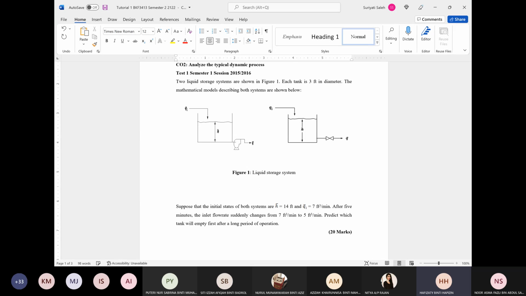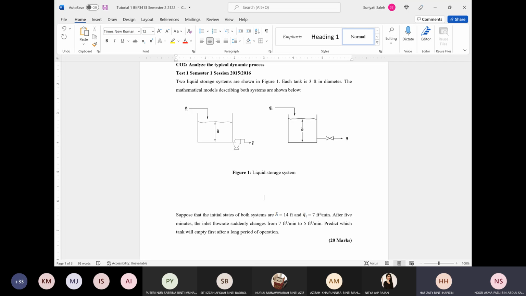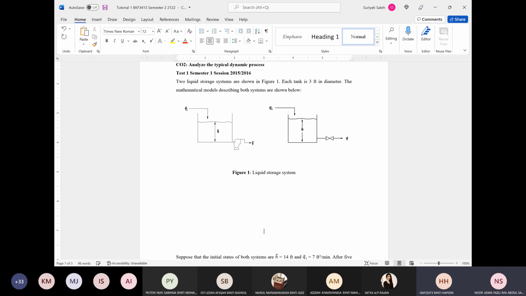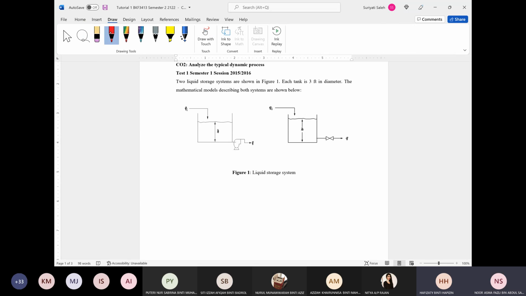Now, before we go to that question, we want to interpret what is the difference between these two case studies. So let's name them. This one is, let's say, case 1, and this one is case number 2. So this tank has the inlet flow rate Qi.